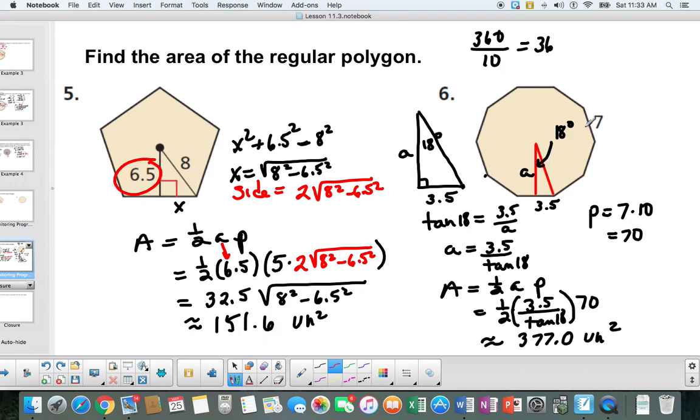Now this was a decagon, which has 10 sides, so the central angle is 36. Take half, that's 18, and I drew a nice big version of my right triangle. The only thing I really needed was my apothem, so I used the trig necessary to figure out my apothem, and I put the apothem right in here. My perimeter was easy to find because it was just 7 times 10, and then I had my answer.